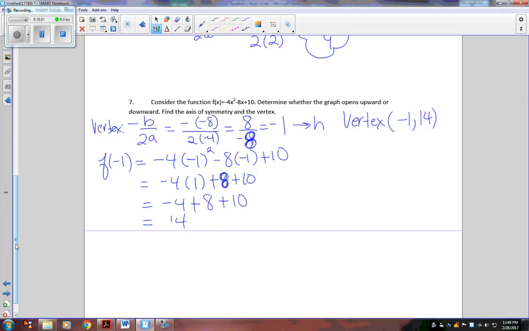Now, if you recall, to find out if it opens up or down, if A is positive, your parabola opens up. If A is negative, it opens down. A is negative 4, so this one would open downward. And then the axis of symmetry is that vertical line that goes through the vertex, so it has to be x equals, which one of these, negative 1 or 14? Negative 1.